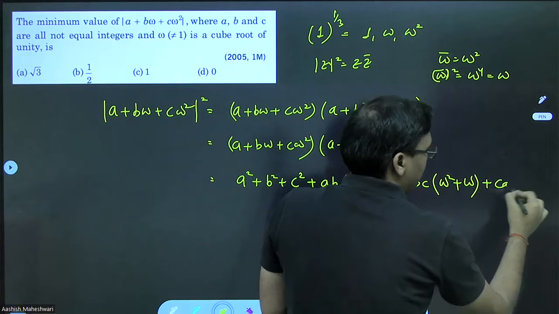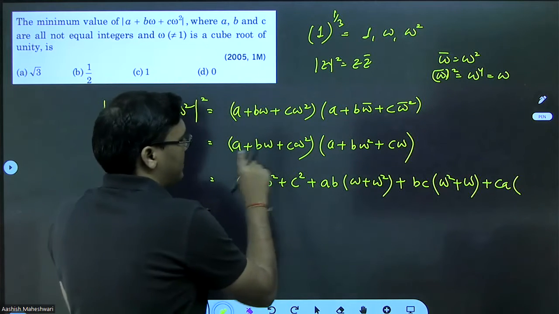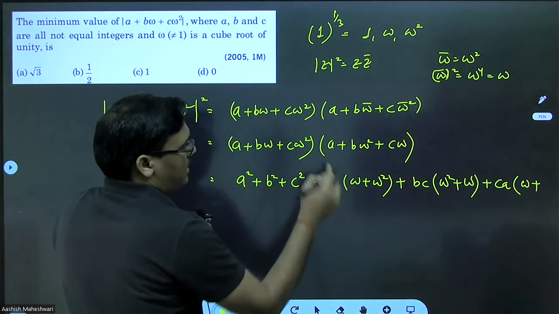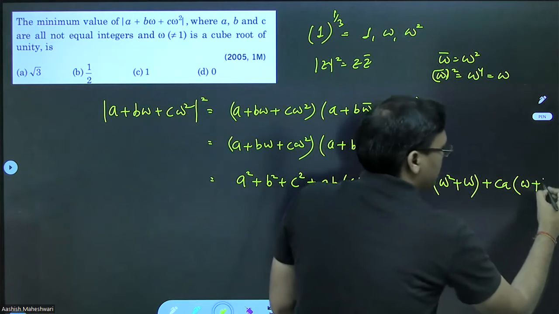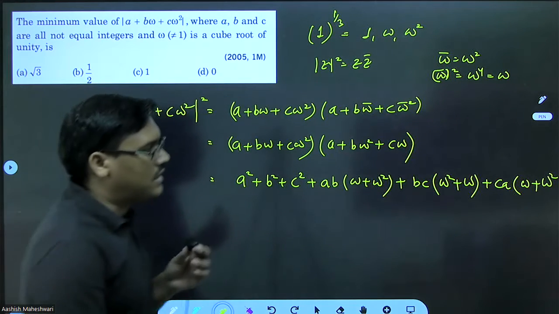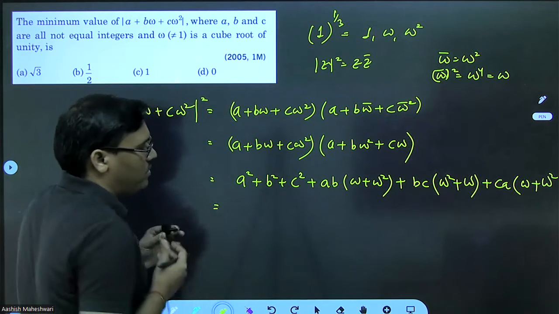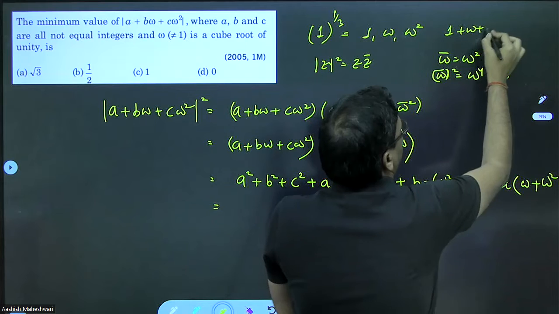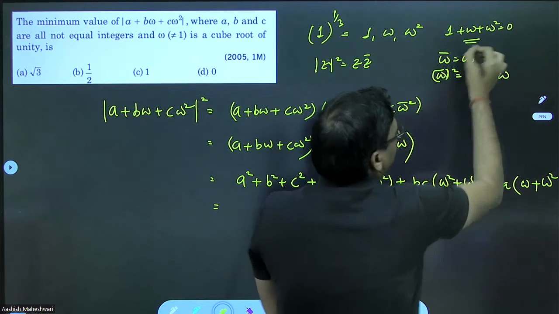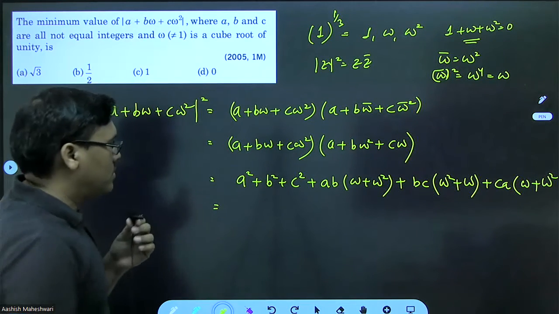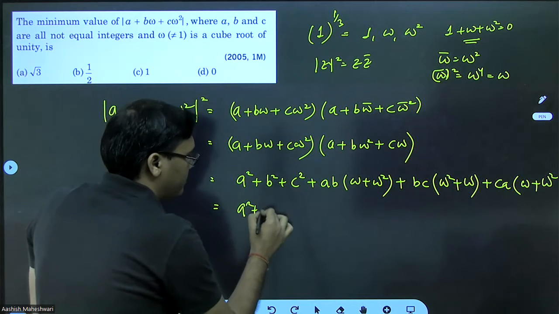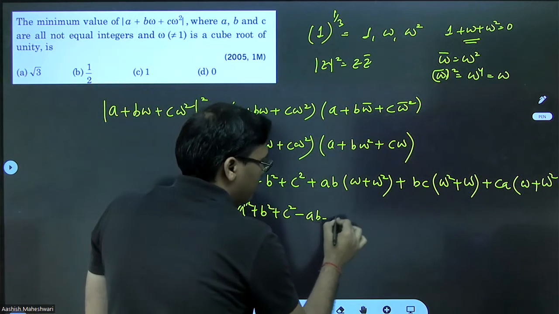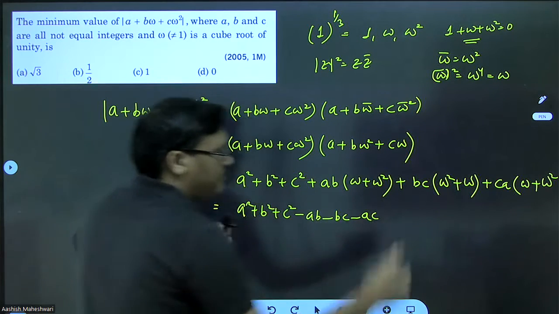Plus you will have AC. Now how will you get AC? A into C omega plus AC omega square. So I have taken common. Now you see, we know the property that 1 plus omega plus omega square is equal to 0. Sum of cube roots of unity is 0. So you can see this is a square plus b square plus c square minus AB minus BC minus CA.